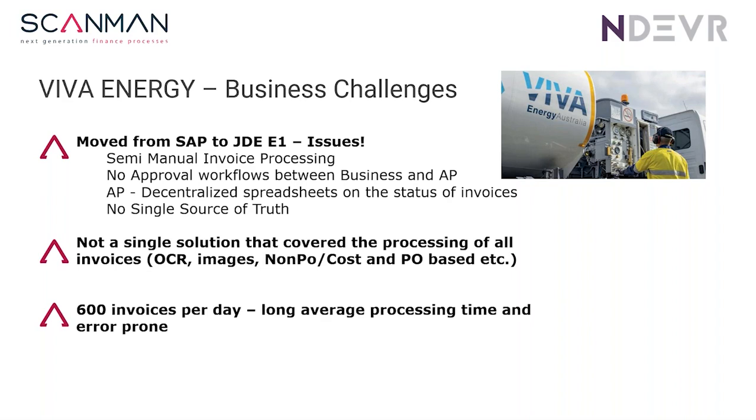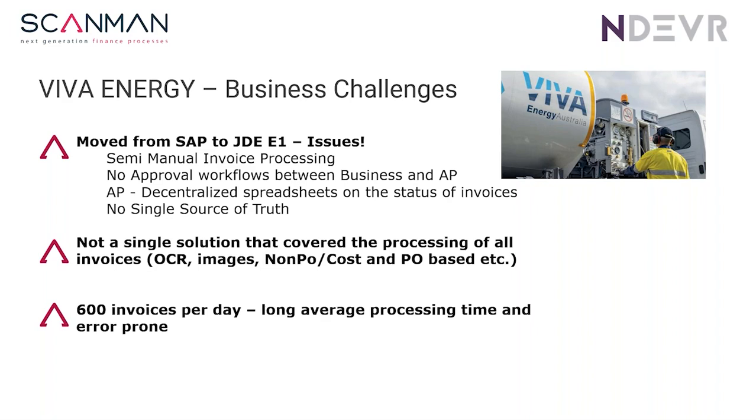The AP department worked with spreadsheets to get an insight into the statuses of the invoices. So that's also not very convenient, and not very centralized. And in the end, they came to the conclusion that they also don't have a single source of truth. Actually, there was not a single solution that covered all the processing of the invoices. So you had OCR, the images, the non-PO cost invoices, the PO-based invoices.